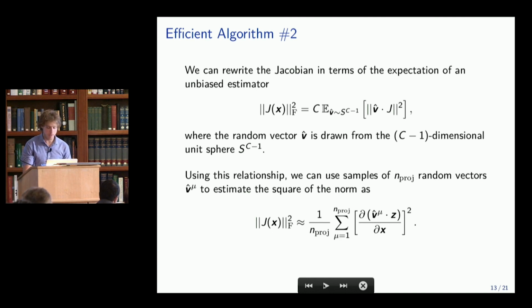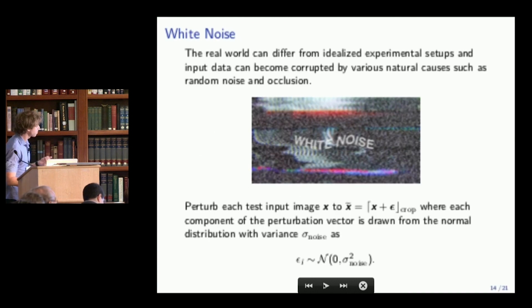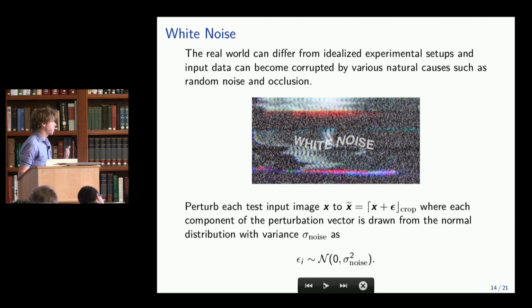Let me just briefly provide some experiments to explain how this works. As I mentioned before, there are 2 types of noise that we're interested in. One is white noise, where we are sampling from a Gaussian with some fixed variance, and then we add that to our input image, and then we crop the image to remain in the range 0 to 1, which is what we've defined as the valid domain of images. So this is one type of noise.